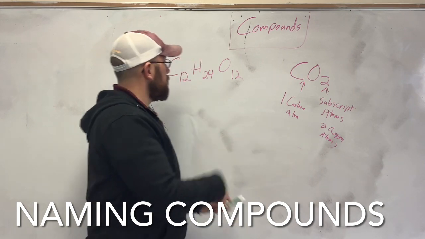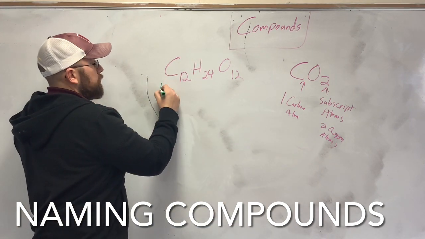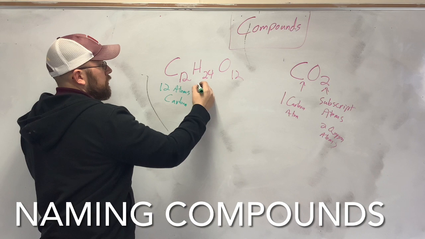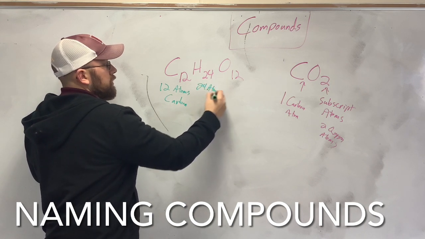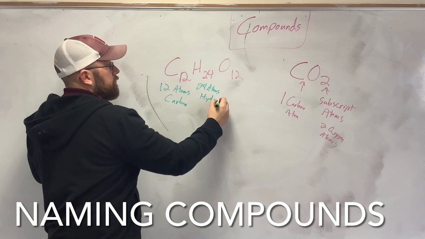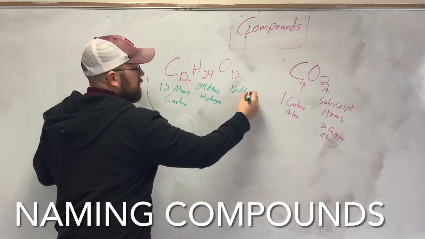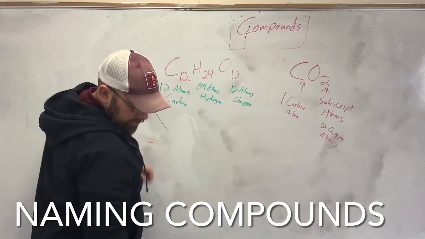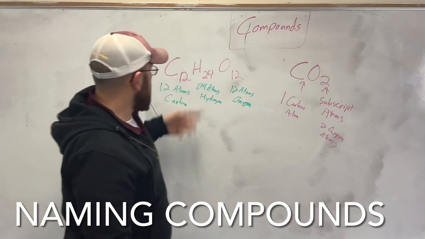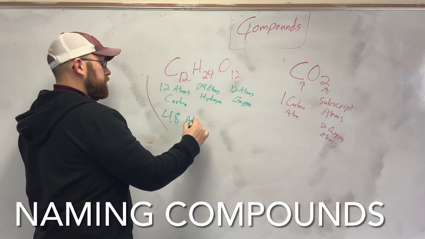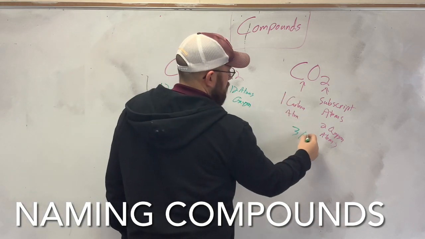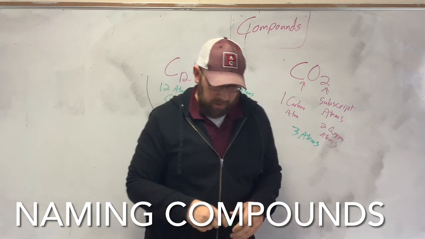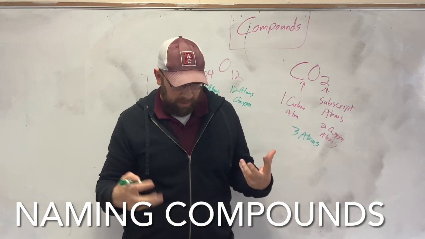We come over here and look at this one. This means I have 12 atoms of carbon, 24 atoms of hydrogen, and 12 atoms of oxygen. So in total, I have 48 atoms here, and over here I have 3 atoms. And that's just how they're named. But then it goes into a little bit more specific naming depending on what you're combining.